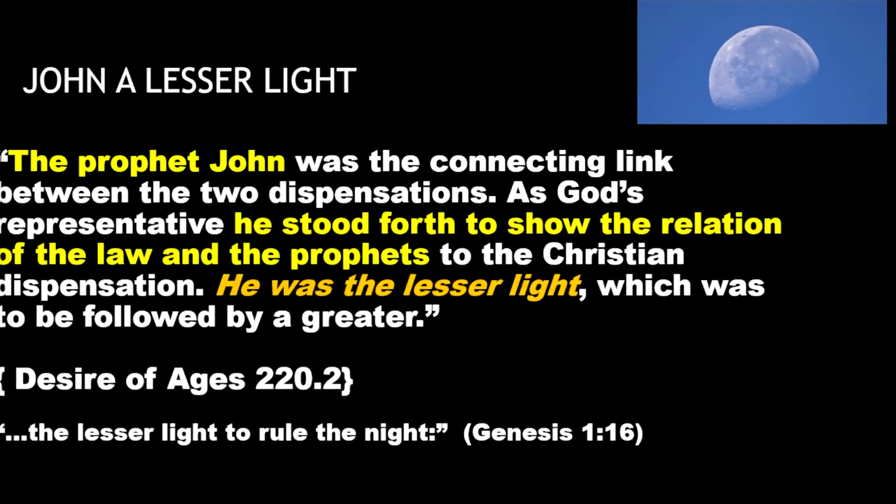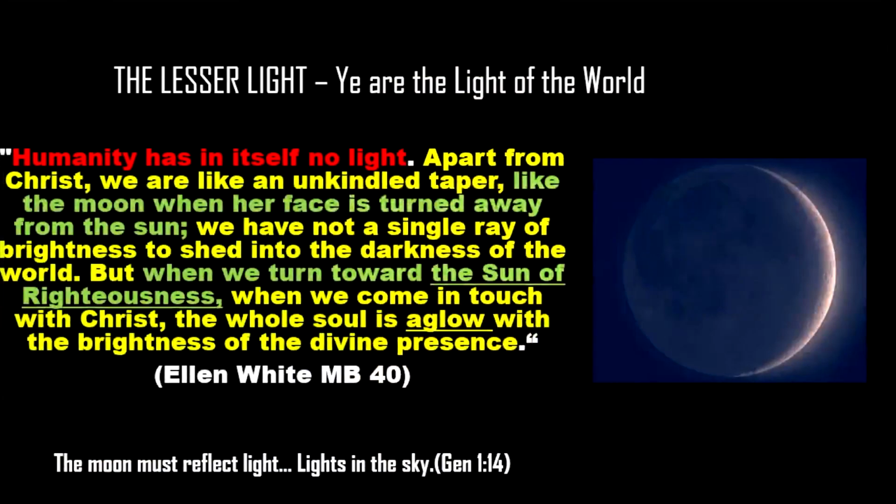prophet John was a connecting link between the two dispensations. As God's representative, he stood forth to show the relation of the law and the prophets to the Christian dispensation. He was the lesser light, which was to be followed by a greater. So she didn't just say she was the lesser light, and she also said that John the Baptist was the lesser light as well. But furthermore, she didn't just say John the Baptist, she didn't just say herself, but she also said humanity has in itself no light.